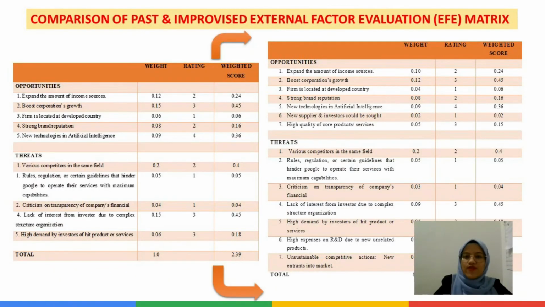Next is the EFE matrix. So there are two new key external factors, which are the new supplier and investor could be sought and the high quality of core product services for the opportunities. And for the threats, there are also two new key external factors, which are high expenses on R&D due to the unrelated product and also unsustainable competitive actions, which is the new entrance into markets.